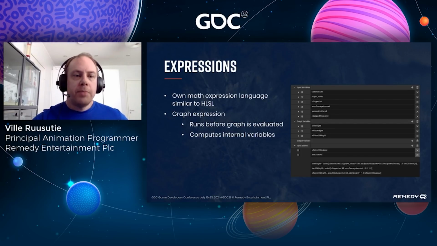For expressions, I created my own expression language, quite similar to shader languages. I hooked that into the graph, and it runs before the graph is evaluated. This allows us to compute internal variables. So the input variables are the ones that come from the game. The graph variables are the ones that are computed. The graph itself can use both of these.